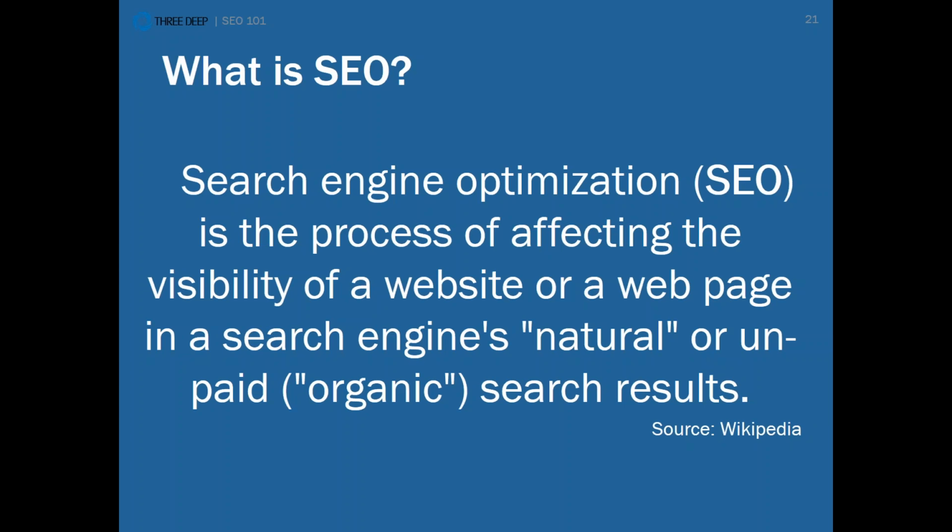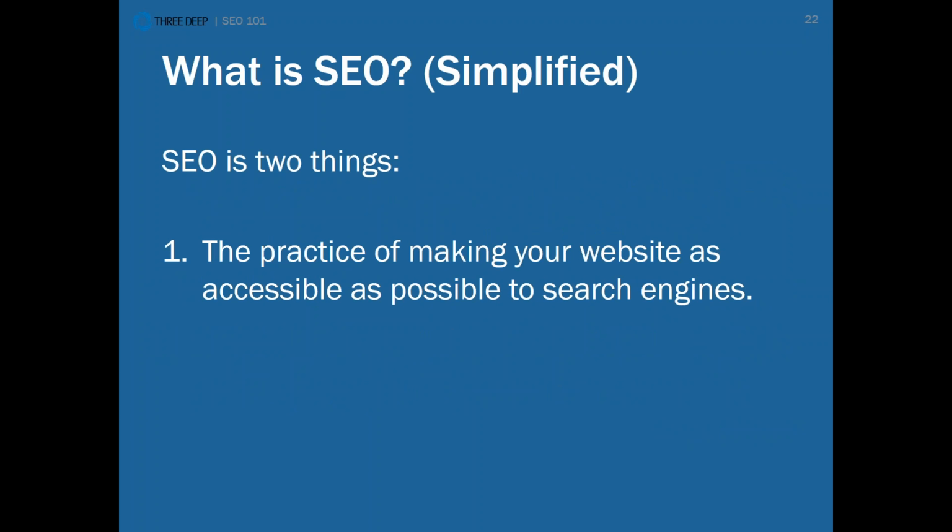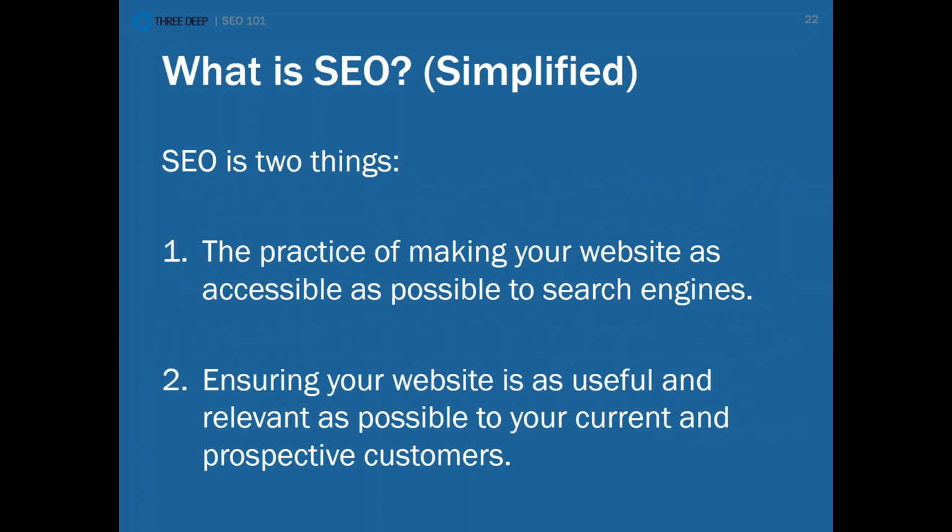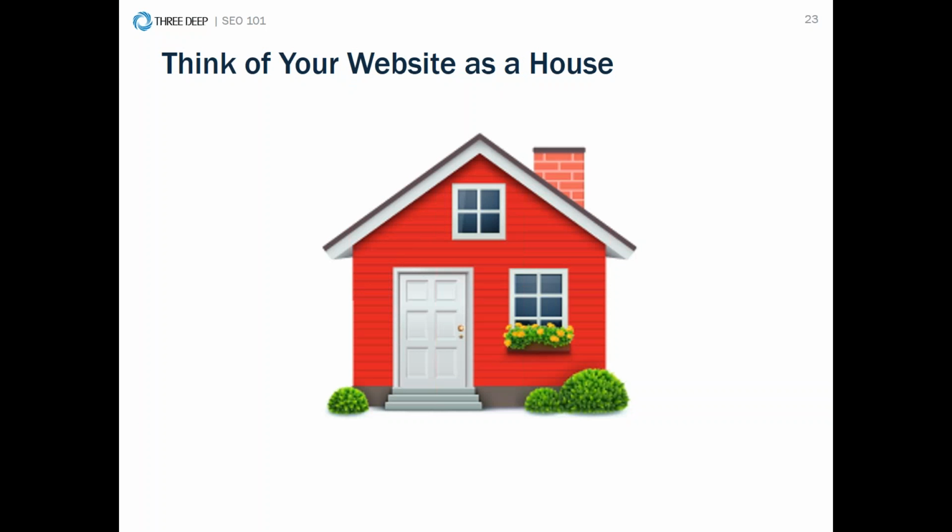Well, if you ask Wikipedia, it's going to give you this description. Search engine optimization is the process of affecting the visibility of a website or web page in a search engine's natural or unpaid results. But to me, it's a little bit simpler than that. It's really two things. Number one, it's the practice of making your website as accessible as possible to search engines. And number two, it's ensuring that your website is as useful and relevant as possible to your current and prospective customers. So let me describe this a different way.